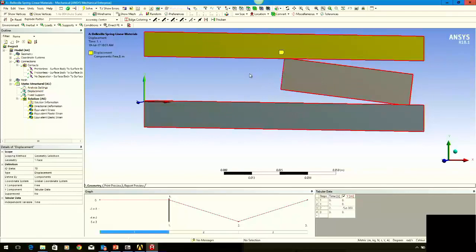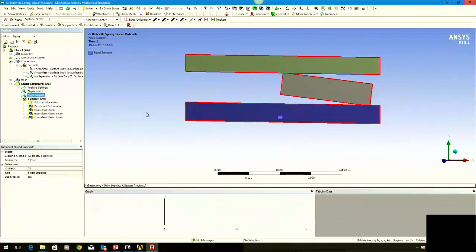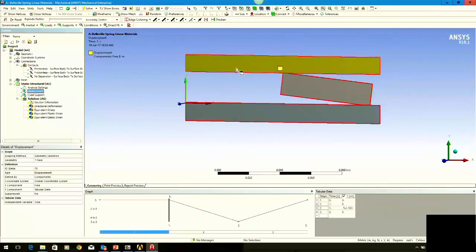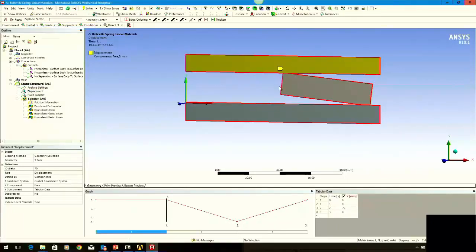Okay, so we've basically got a displacement loading. So we're fixing the bottom plate, and we're pushing the top plate down, then we're moving it back up. So let me just switch my units. So we're just compressing it by 5 millimeters and then lifting it back up by 5 millimeters.